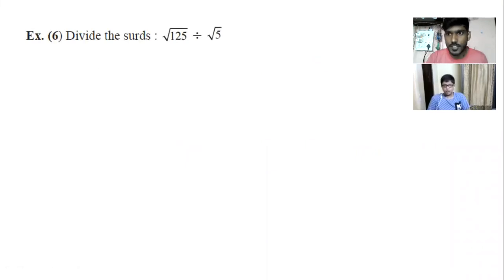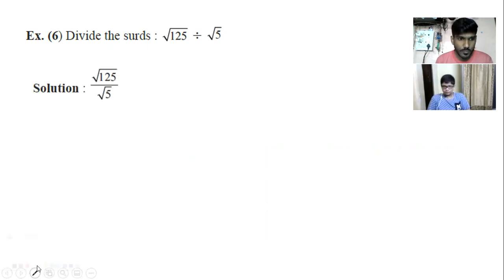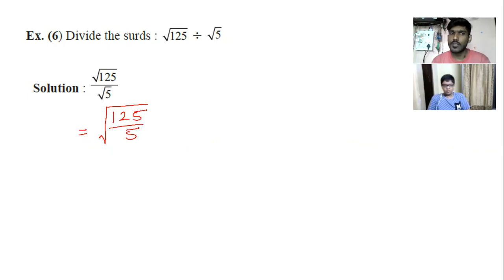Okay, we'll continue with this. So here we have to divide. Under root of 125 divided by root of 5. Now, same as we did in multiplication, you can take the common root. While dividing also, you can take the root common for both the numbers. So I'll take the root common. It will be 125 upon 5. Now it is possible to divide 125 by 5. Yes?